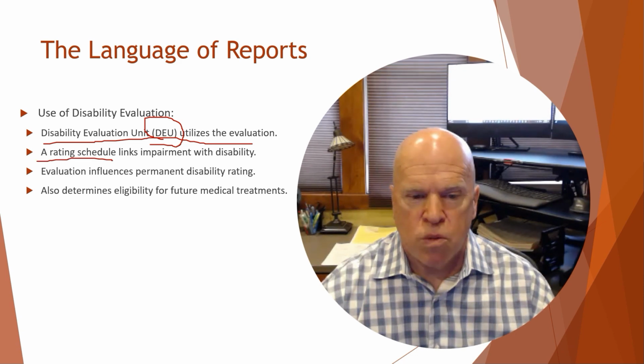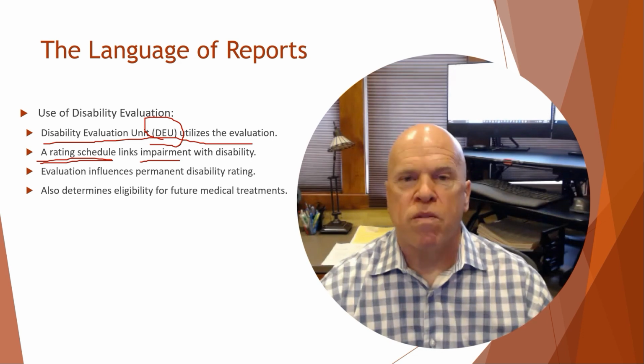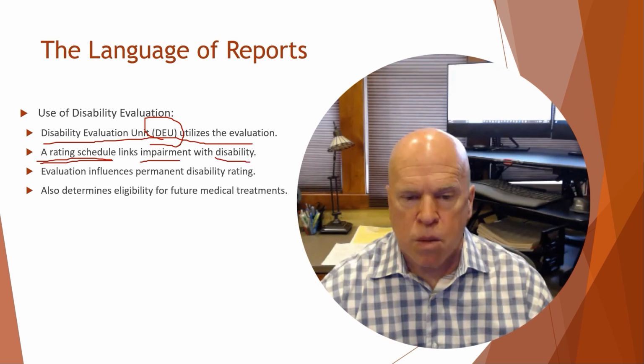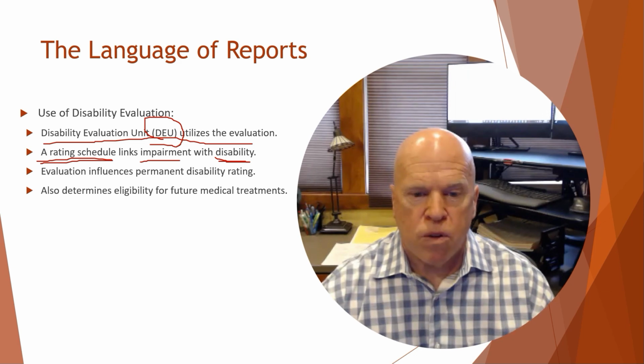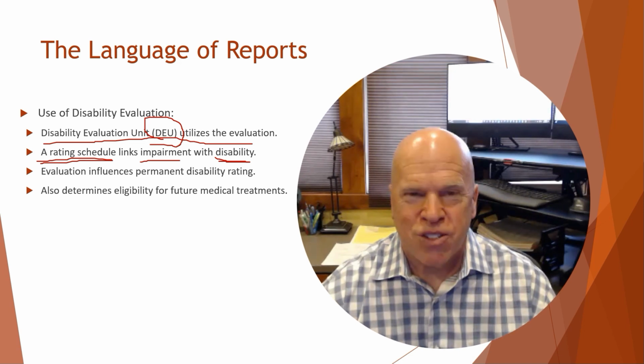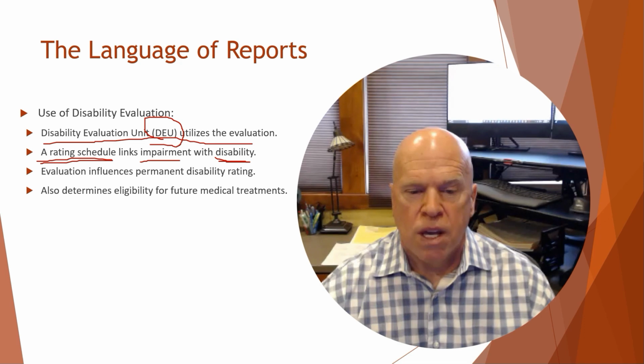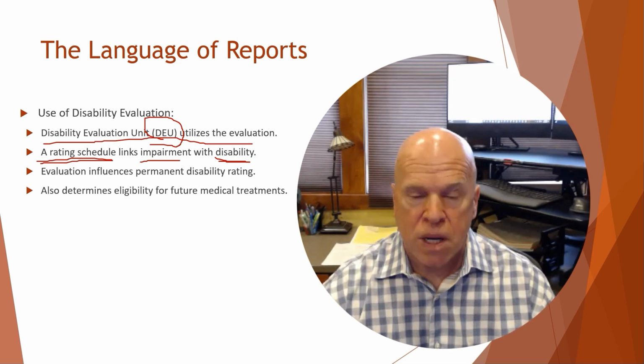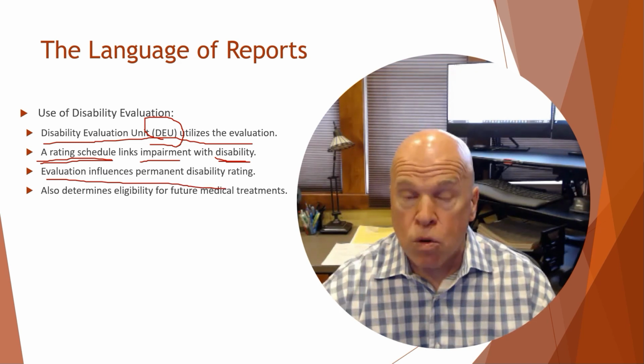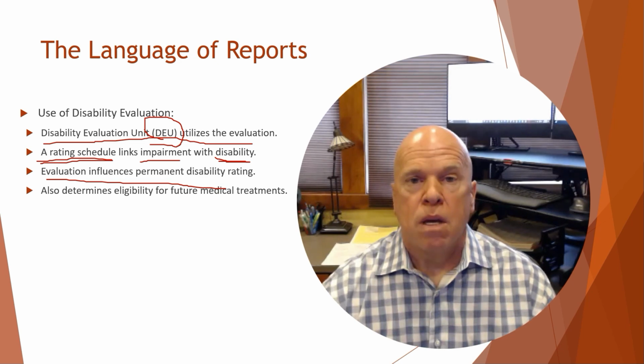So our permanent disability rating schedule is what links the impairment that we provide in our reports to a disability rating that can be used to compensate the injured worker for their losses and for their losses of future earning capacity as a worker moving forward in the world of work. Therefore, our evaluation in many ways, in so many ways, I'm going to share some of those with you throughout this program, influences the permanent disability rating and therefore the permanent disability award or the compensation that's awarded to the injured worker.